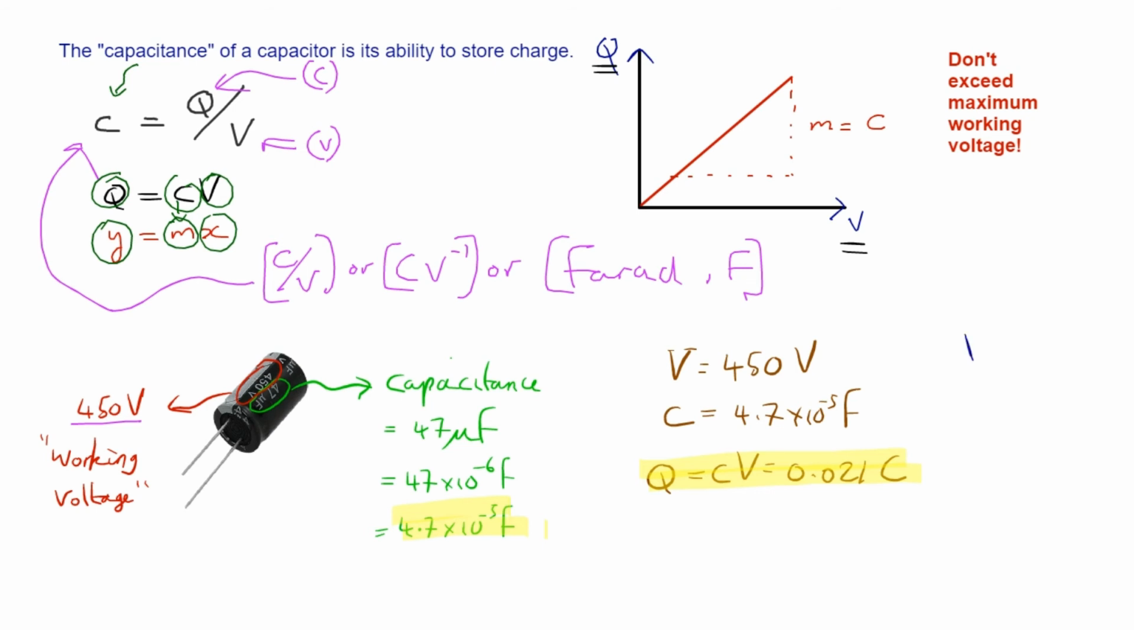Just for comparison, because we know this is proportional, let's imagine we charge this capacitor to just 200 volts. We can do the same calculation and use Q equals CV to find out how much charge we'd store. It's nice and simple to work out because we're just using Q equals CV again. And this time we get a much smaller amount, 0.0094 coulombs to two significant figures. So that's how it works.